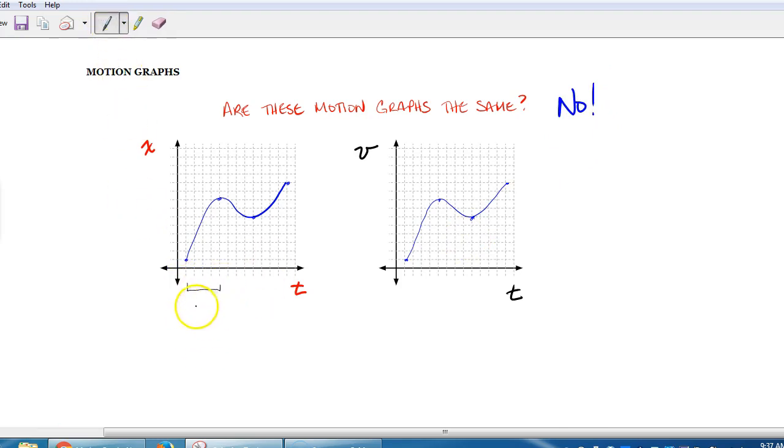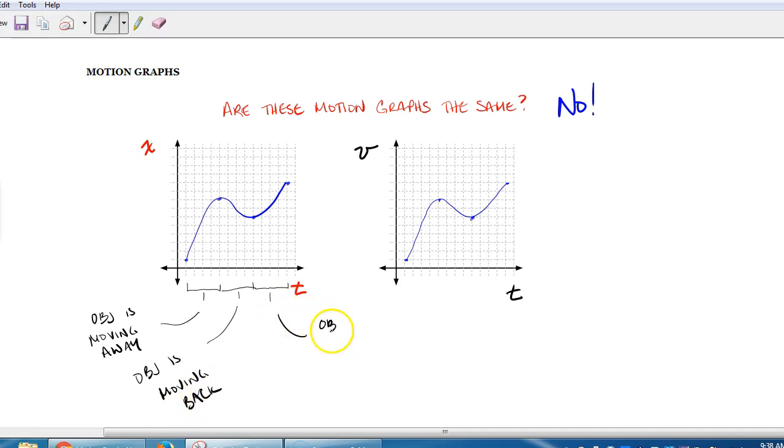You can actually split up those graphs into three different sections based on what you see. And each of the three sections has kind of a different motion that it's describing. So for the position versus time, the object is clearly moving away from the reference point for the first third. For the second third, it's moving back towards the reference point. And then for the third third, it is actually moving back away from the reference point one more time.